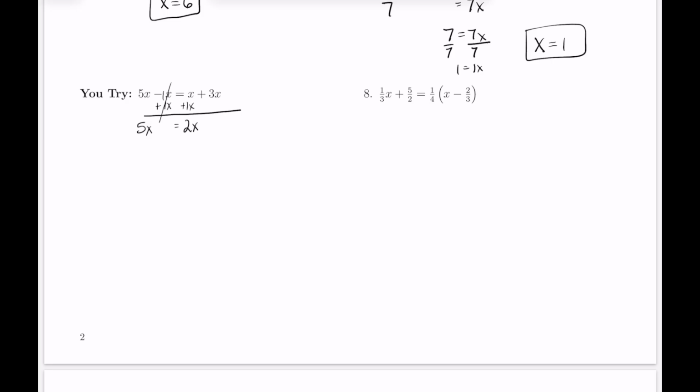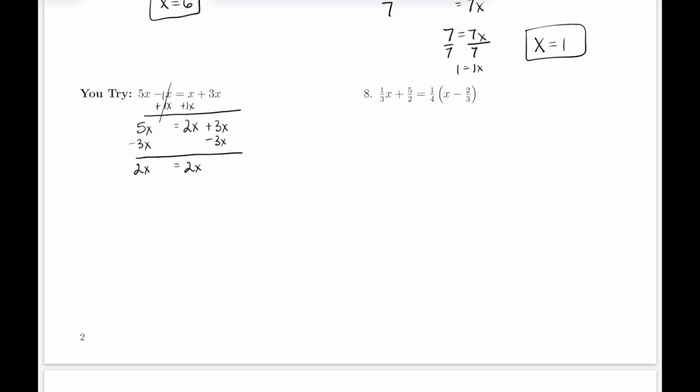Now, there's something else I could have done, and hopefully you see it. Couldn't I have combined some like terms? I probably should have done 5x minus 1x, but this will also work. I just kind of want to show you, sometimes we get in a habit of just doing things on autopilot, right? And now I have 2x equals 2x.